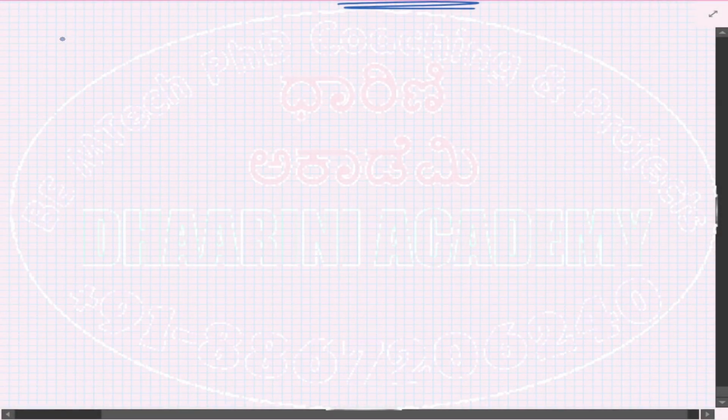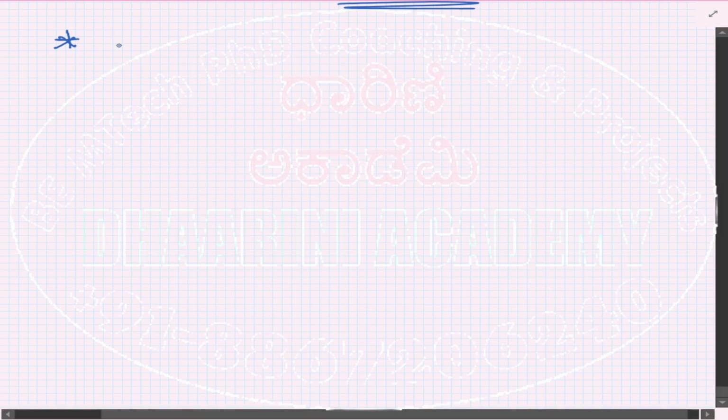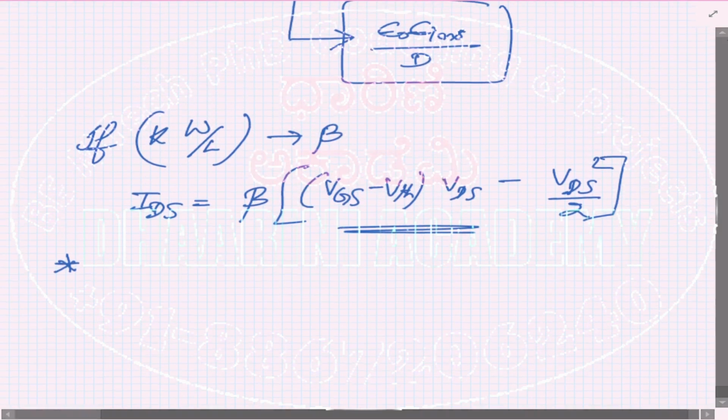We'll solve a problem based on the topic we discussed yesterday. No, only one equation we covered so far. So this is the only equation, correct? So IDS is equal to, right?